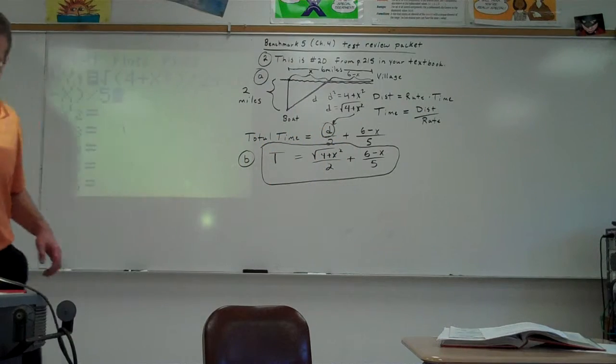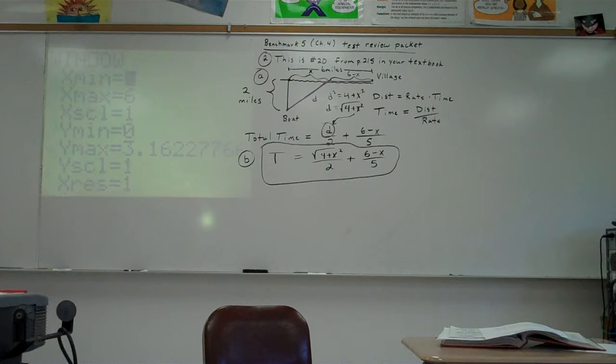So we're going to push window. X min at 0, x max at 6, x scale of 1. We want to set our minimum and maximum for the y values. Just hit zoom 0 now, zoom fit. I don't really like to try to find the minimum when it's right at the bottom of the screen. So I'm going to move my y min down a little bit so I have some space down here to work. So I'm going to go back to window. Y min's at 2.11. Let's put it at 0. Y min's now at 0. Hit graph.